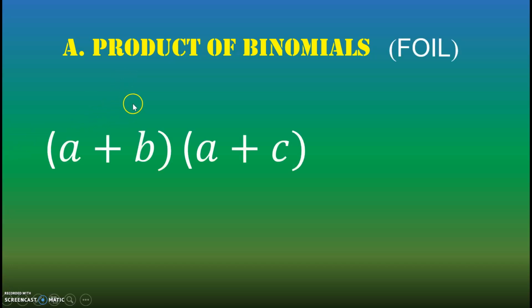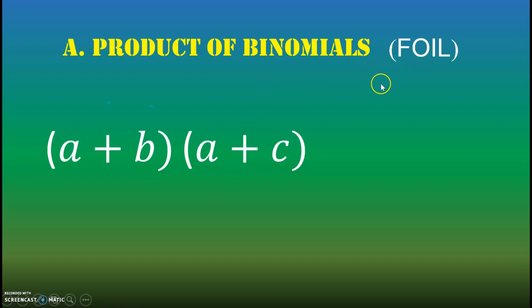So, product of binomials. Let's say a binomial is given in this form: a plus b, and a plus c. This could be any form. Sometimes the letters are different, like a plus b, then c plus d. This time I opted to use the same first term for both. Anyway, that's okay. In multiplying to get the product of a binomial, we're going to use the FOIL method.